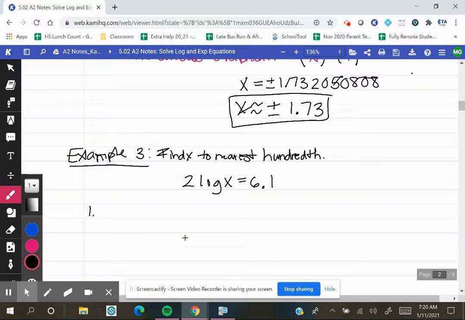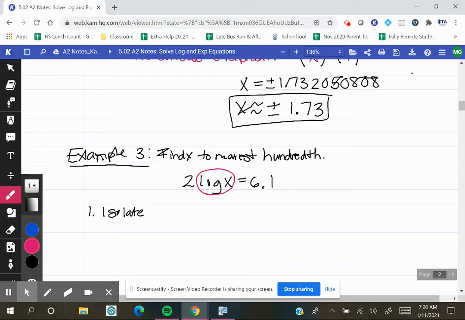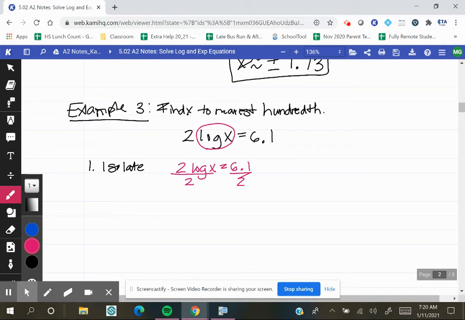Just like with all the others, the first step is to isolate. So we want to get the log or ln by itself. So I want to get this log of x all by its lonesome. So to do that, I'm going to divide both sides by 2, because there's a 2 in the front that I need to get rid of. And then the log will be all by itself. So now I get log x equals 3.05.